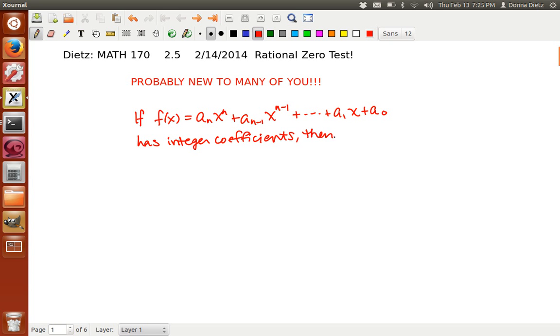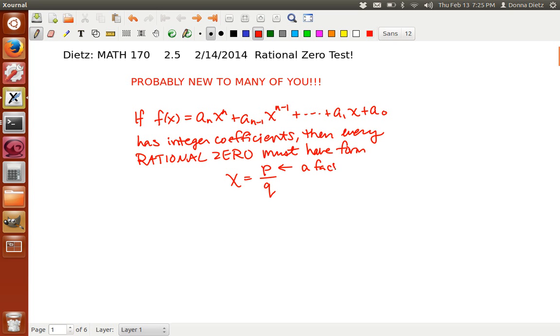Then every rational zero, that means any root, anywhere this thing crosses the axis that's a rational number, must have the form x is the root, p over q, where p is a factor of a sub 0 and q is a factor of a sub n.